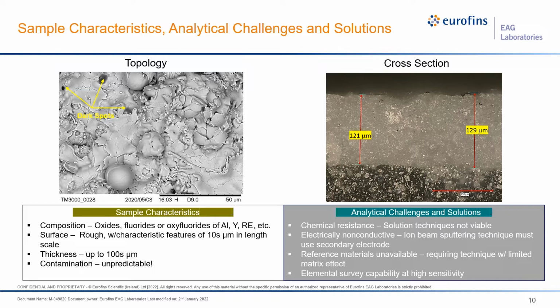this calls for techniques with very limited matrix effect. Otherwise, the precision and accuracy necessary to satisfy the industry needs cannot be attained. And as we said, because the contamination is generally unpredictable, it is desirable to have elemental survey capability at high sensitivity.